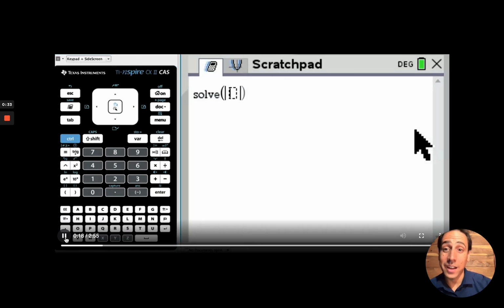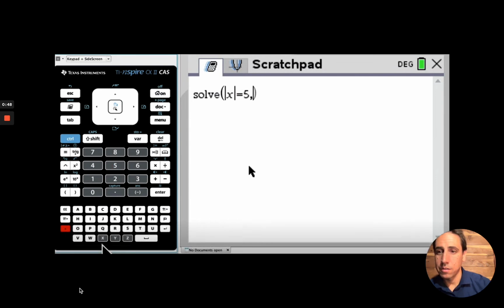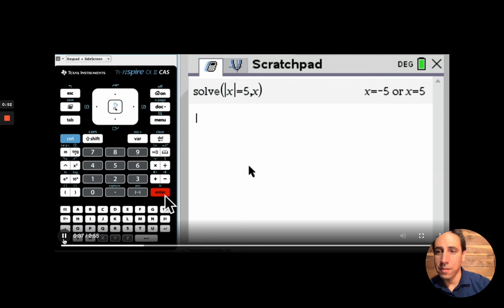The button next to the 9 is the frequently used symbols menu. And then we go absolute value of x and equals 5, comma button, x, enter. Let's talk about that for just a second.